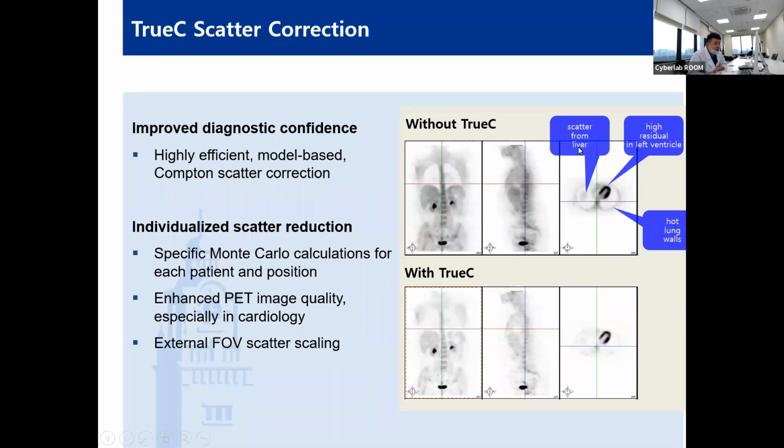Scatter from the liver gives high residual in the left ventricle without TrueC, but with TrueC we can see only the myocardial images. We are using a scatter correction method based on Monte Carlo calculation. So it enhances PET image quality, especially in cardiology.